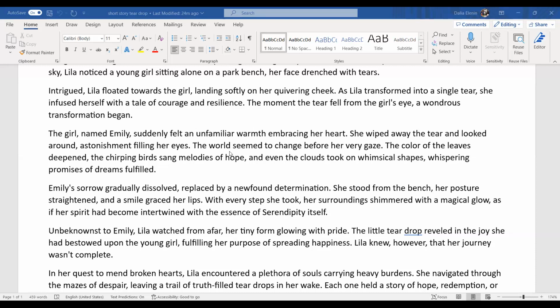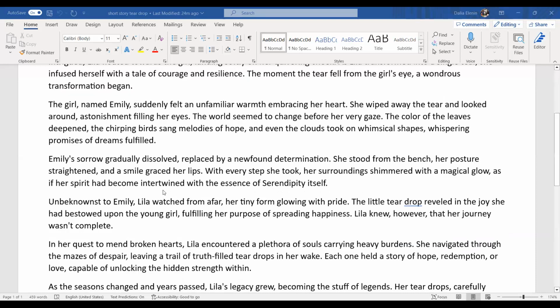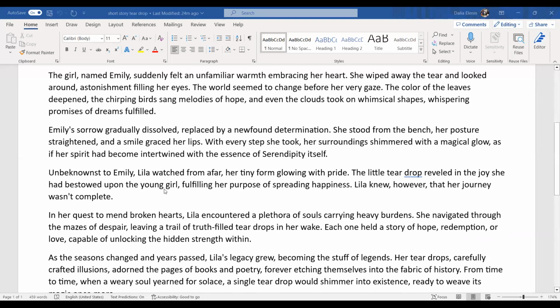Fictional. Excellent. Because the tear is talking to the girl and trying to comfort her, and trying to whisper to her with promises of dreams fulfilled. So we understand that the tear is now Lily or Laila or whatever. She is now trying to talk to Emily and to tell her that everything will be fine and there are promises of dreams that will come true. Okay, go back to Yasser. Go to Emily's sorrow.